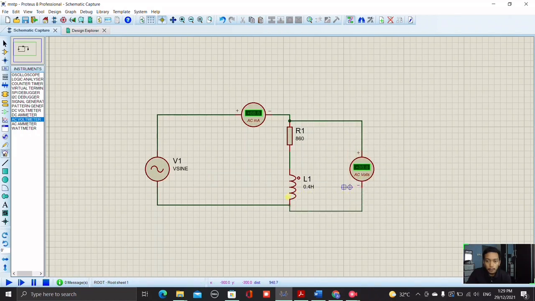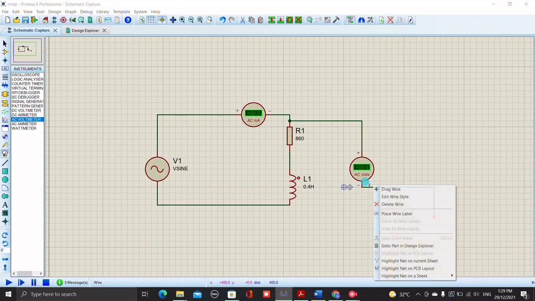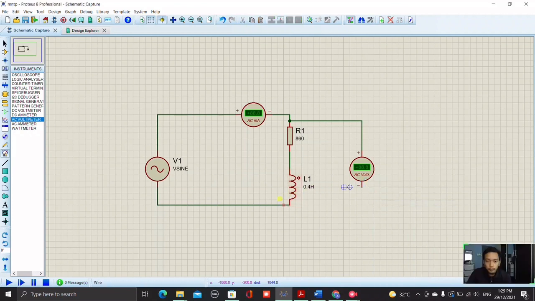After we put the... we make it bigger. After we put all the wire connections together, we simulate this circuit.